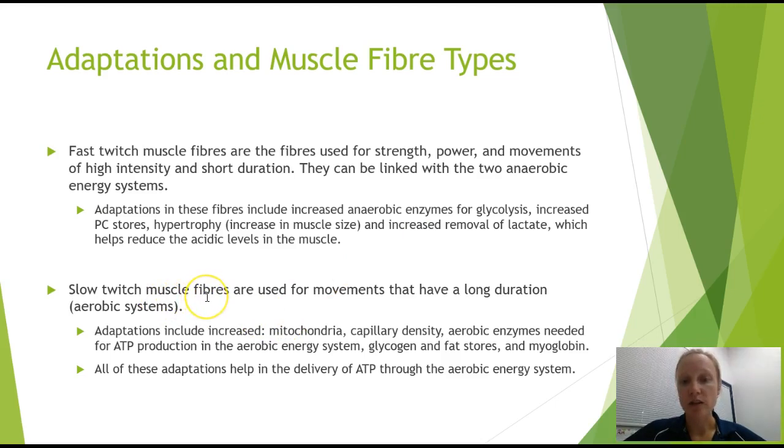Slow twitch muscle fibres are used for movements that have longer duration and rely more on the aerobic systems. So as such, adaptations to slow twitch muscle fibres in response to chronic exercise include increased mitochondria, which is where the process of producing the ATP in the aerobic system occurs. Increased capillary density, so that improves our ability to deliver oxygen to those much needed muscles really quick. Increased aerobic enzymes needed for ATP production in the aerobic energy system.